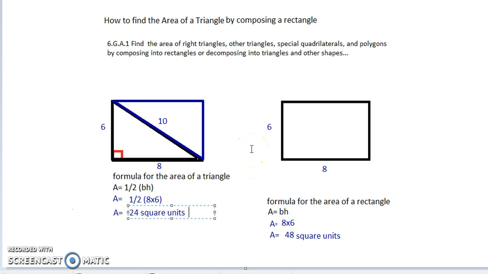So now you can understand why the formula for the area of a triangle is half of base times height, because a right triangle will be half of the rectangle. You can compose a rectangle out of 2 of these right triangles if you use the same identical copy.